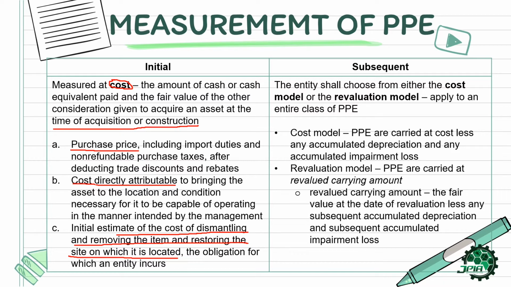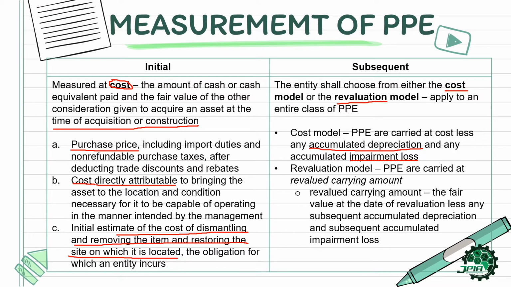Subsequently, there are two models for PPE: cost model or revaluation model. Okay. Cost model uses the typical carrying amount less any accumulated depreciation and accumulated impairment loss. Again, cost less accumulated depreciation less impairment loss. Okay. That's for the cost model.